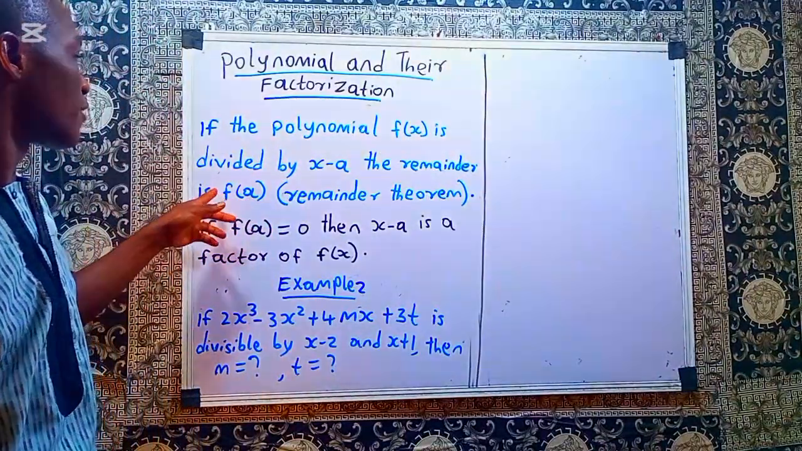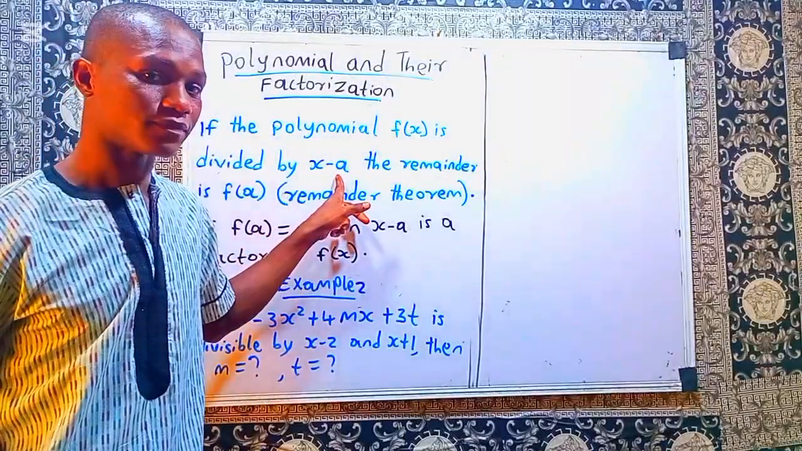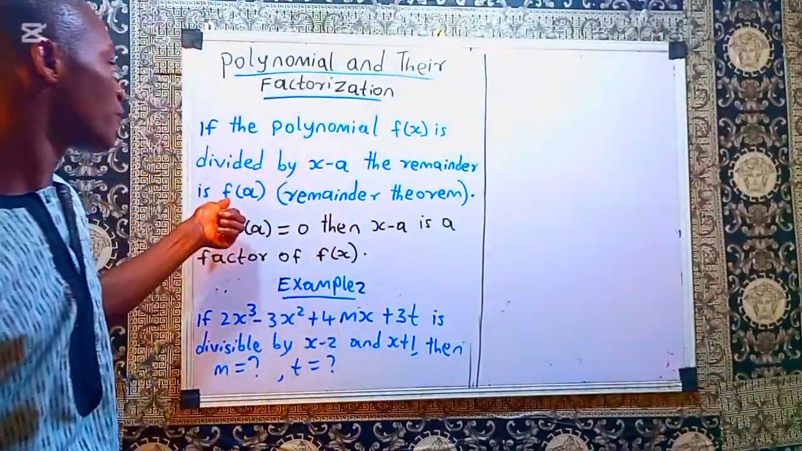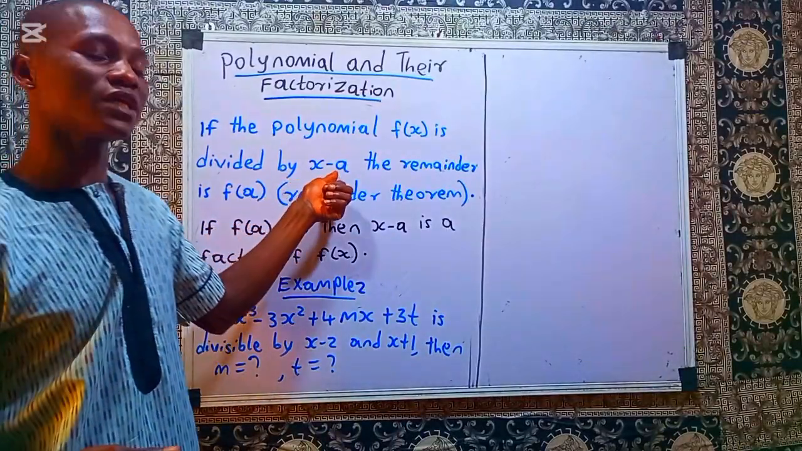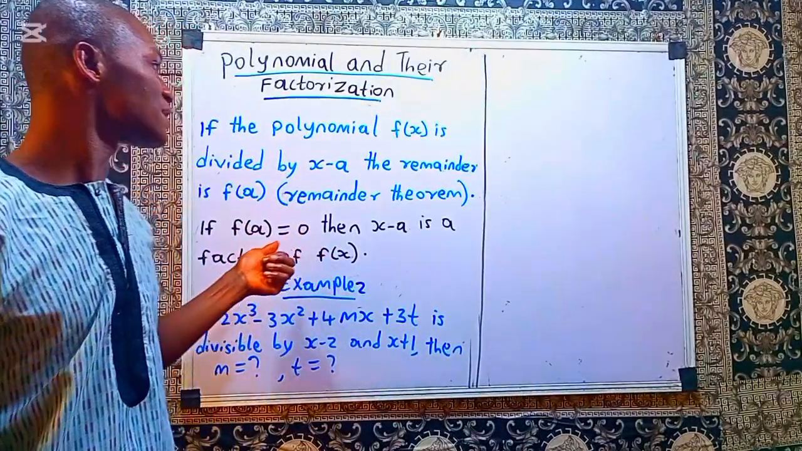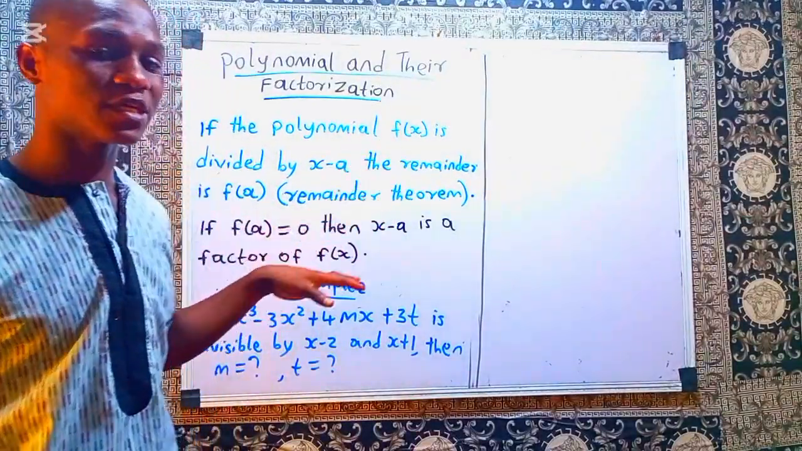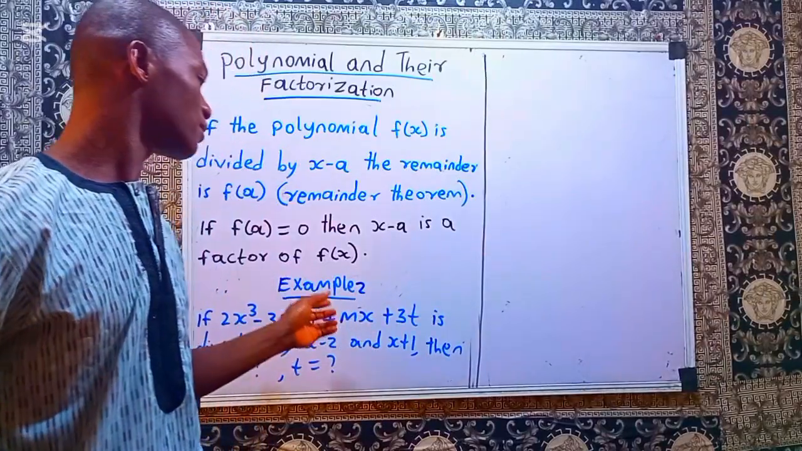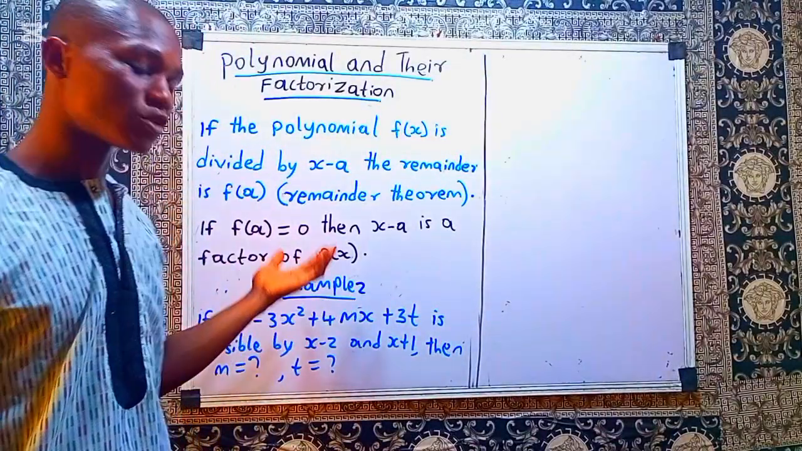then the remainder is f of a. So this f of a is the value of the function at point what? A. Then the factor theorem says that if f of a happens to be 0, then x minus a is a factor of that polynomial f of x, which means x minus a will divide the polynomial f of x without a remainder. So we are going to look at the second example on this topic.